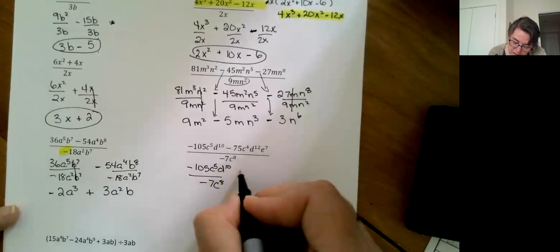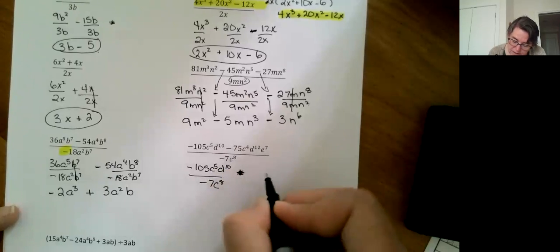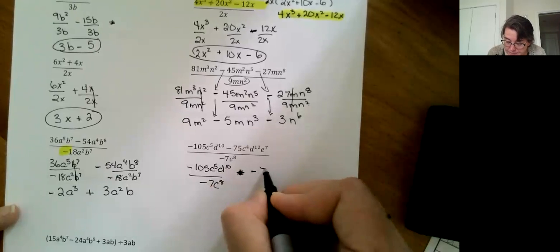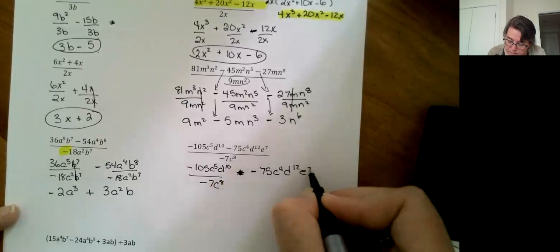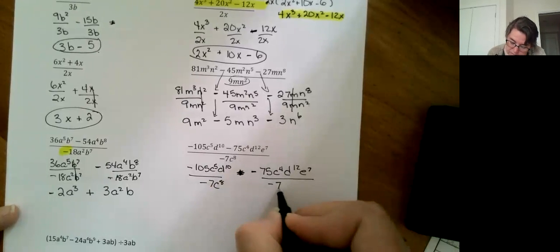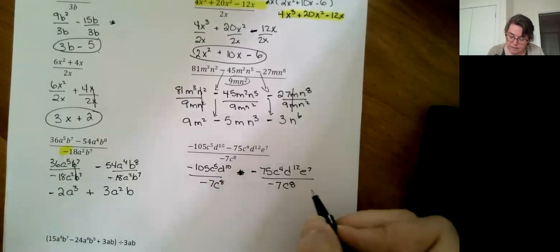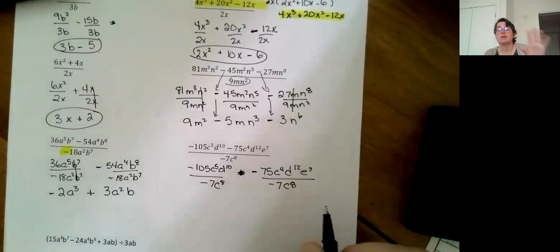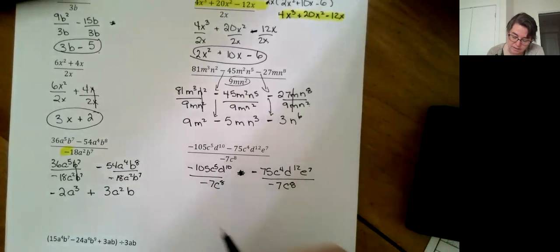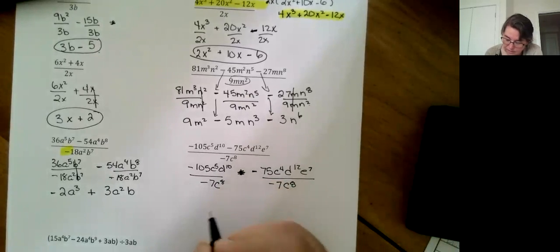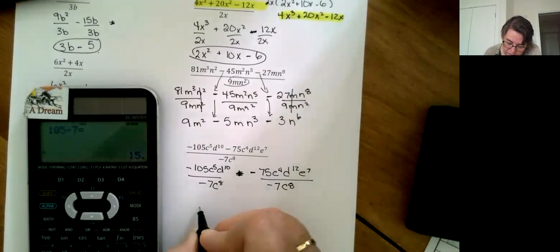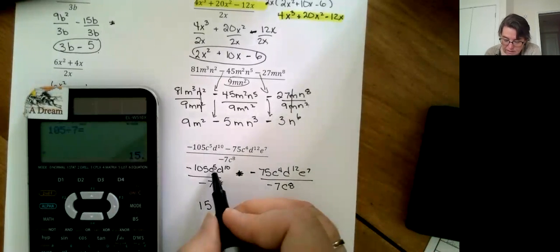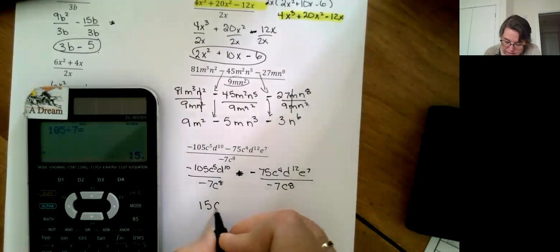A negative divided by a negative becomes positive. Whoops. It'll become positive right away. So this step when I split, don't worry about your signs, just bring it down exactly the way it is. So a negative divided by a negative is going to be positive. 105 divided by 7. So we got 15. c to the 5 divided by c to the 8 is going to be c to the minus 3.